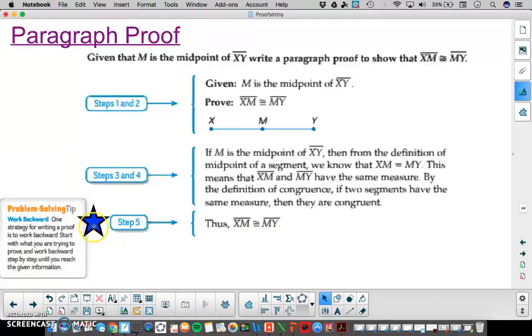Now, I have this little starred box here. Sometimes it's really helpful to try and work backwards in a proof, thinking about where you have to end up and where you have to get to first, and work your way backward through the proof.